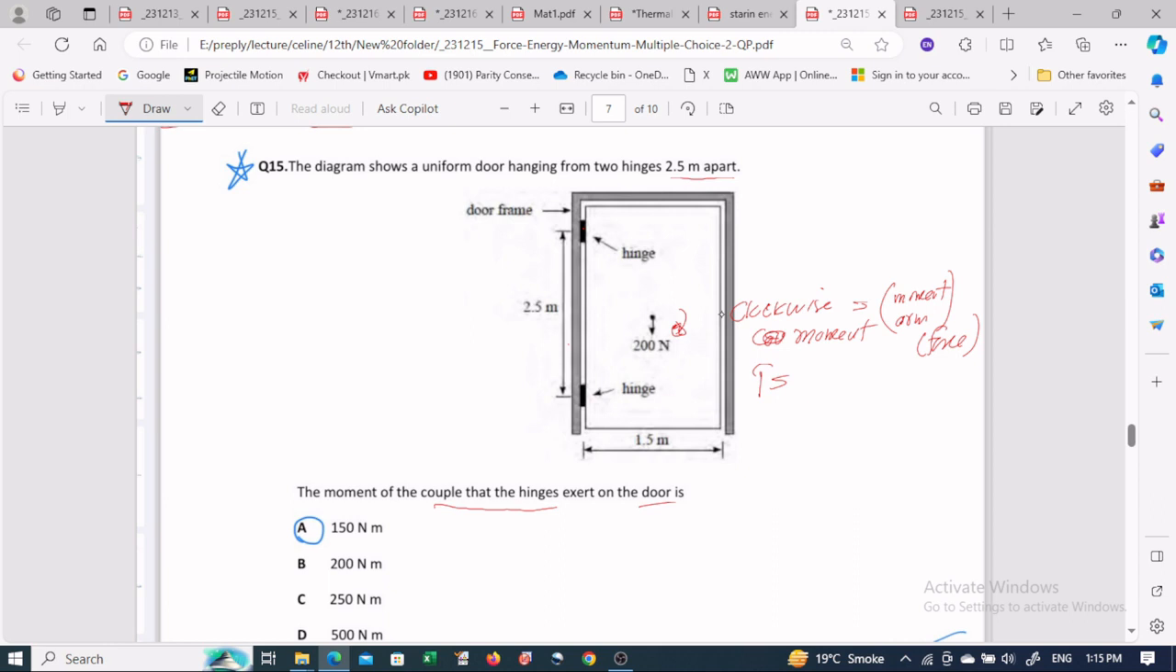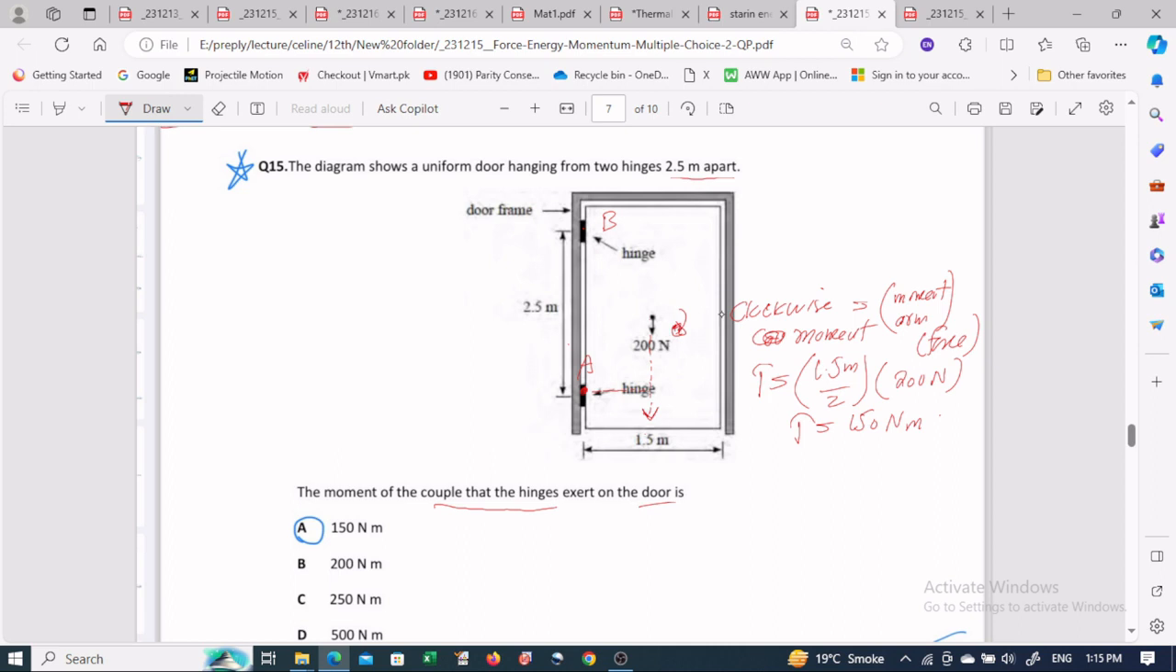First of all, we take this hinge. For example, I say this is hinge A, this is hinge B. So I take A as a pivot point. The perpendicular distance between the line of action of this force and this point is half of 1.5, so 1.5 divided by 2 meter, and the force is 200 newton. So our moment is 150 newton meter. This is the clockwise moment.